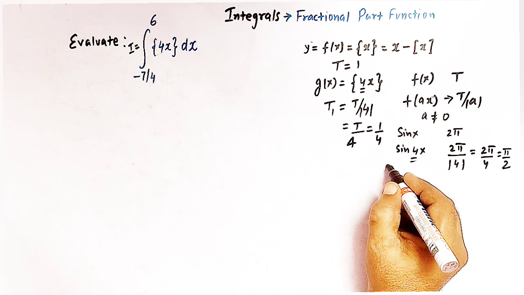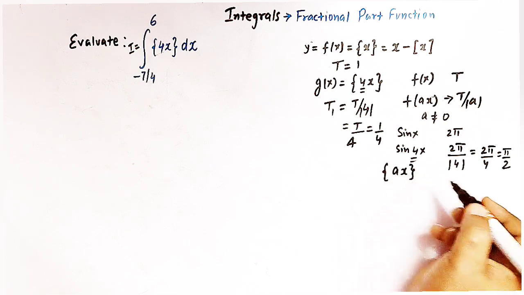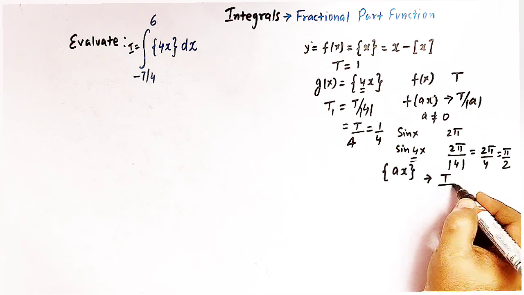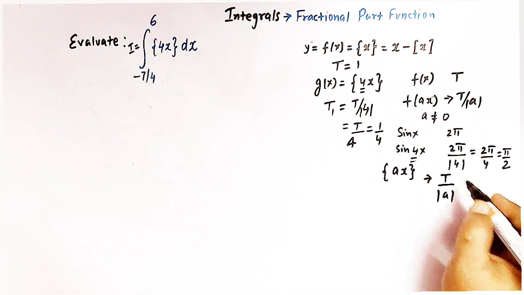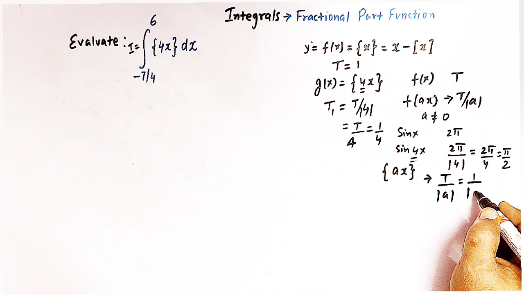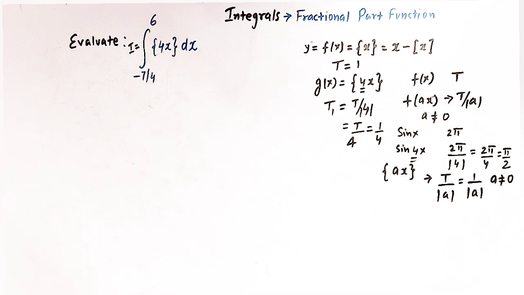So in general we can say that the period of the fractional part of ax is given by T divided by mod of a, and T is 1, so we have 1 over mod of a, and a is not equal to 0.